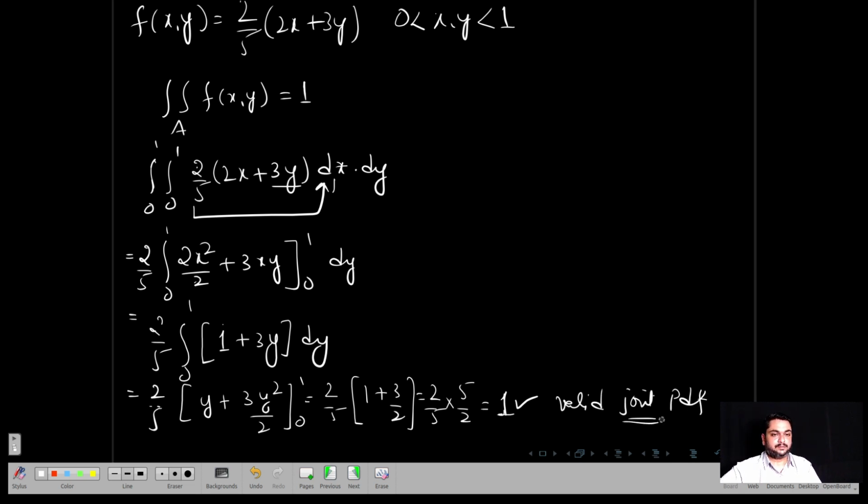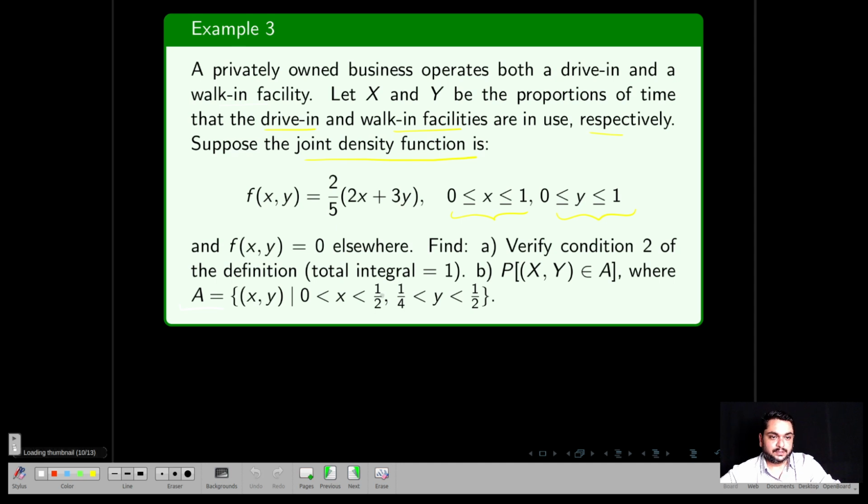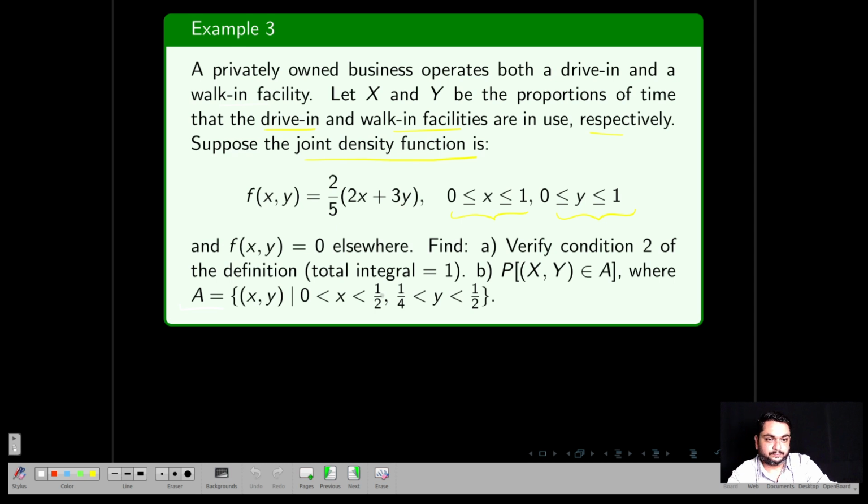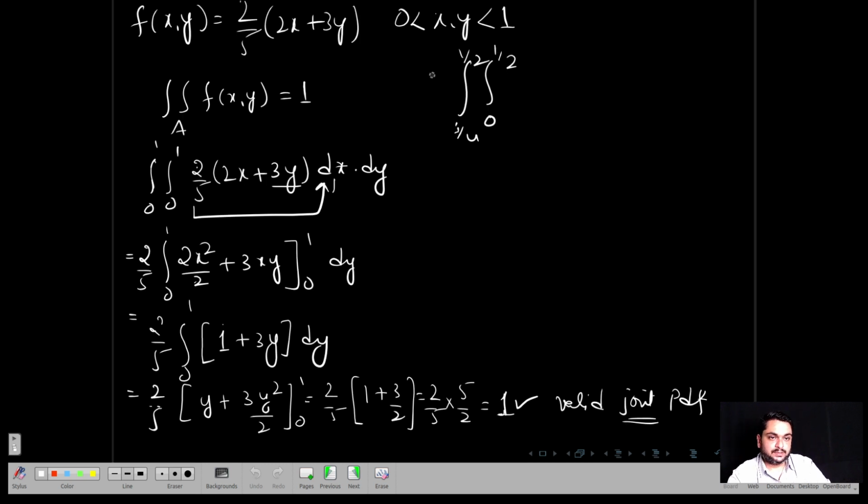Okay. Next. What is the second thing they're asking? Find the area in this interval: x is between 0 to 1 by 2 and y is between 1 by 4 to 1 by 2. So integral in the area 0 to 1 by 2, 1 by 4 to 1 by 2. So your function is 2 by 5 (2x plus 3y) dx dy.